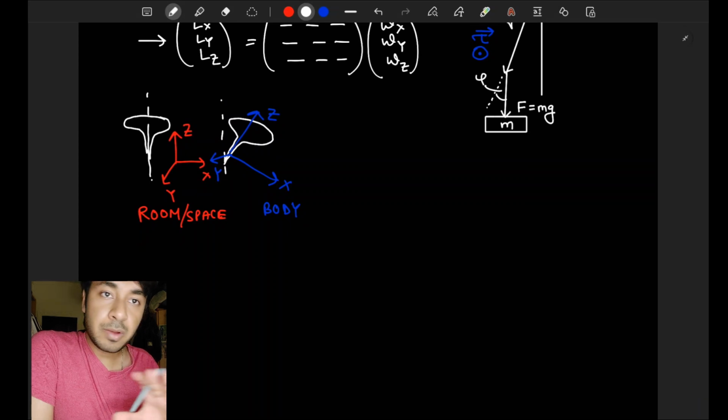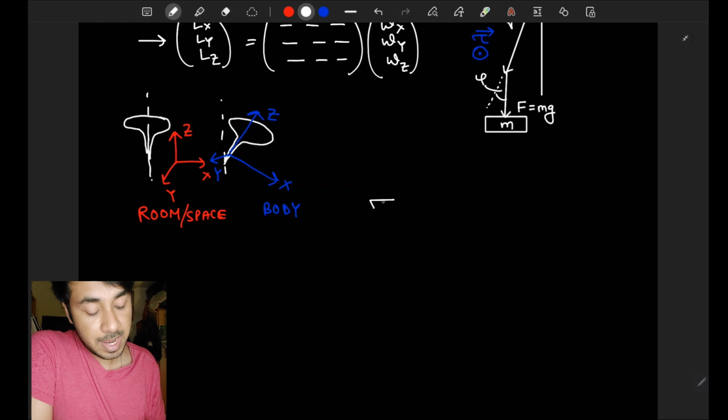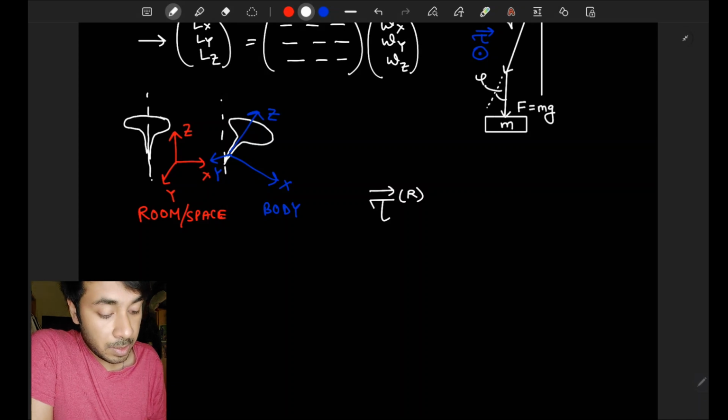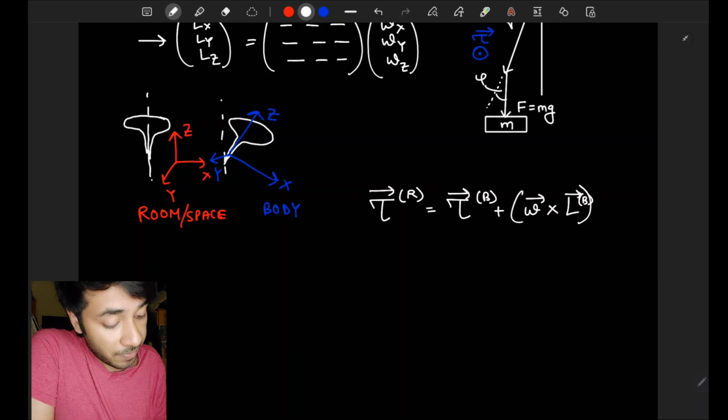And there is a formula, I will not go into the derivation of it, but there is a formula with which you can convert the torque from one to the other. And that is basically this formula. The torque in the room-fixed coordinate system is equal to the torque in the body coordinate system plus the angular velocity cross the angular momentum of the body.